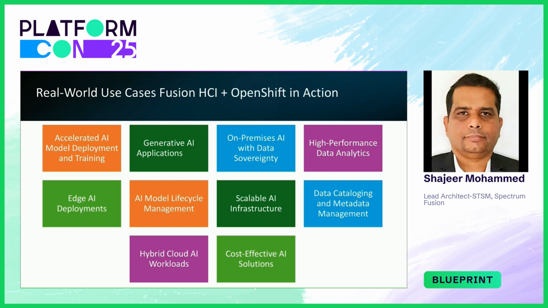Scalable AI infrastructure allows teams to grow their AI capabilities without disruption, while data cataloging and metadata management improve governance and discoverability of datasets. Hybrid cloud AI workloads can be managed seamlessly, balancing on premise and cloud resources for cost effective solutions. Overall, Fusion HCI combined with OpenShift delivers a cost-effective AI platform that empowers organizations to innovate faster and operate more efficiently. I will now request Shajeer to conclude on the key takeaways from the talk.